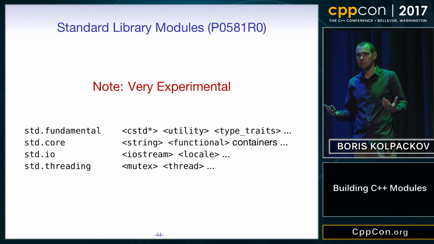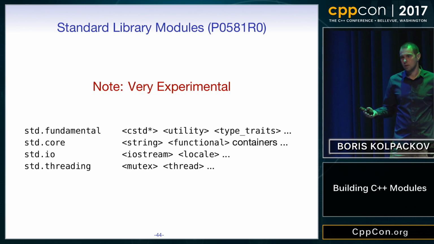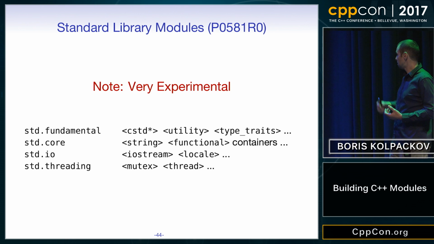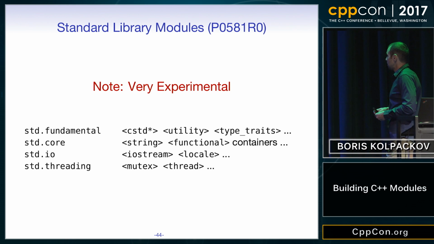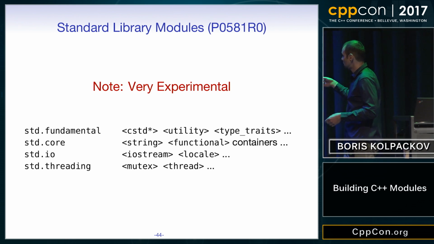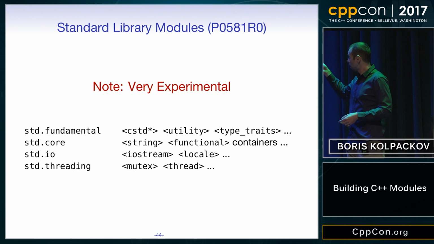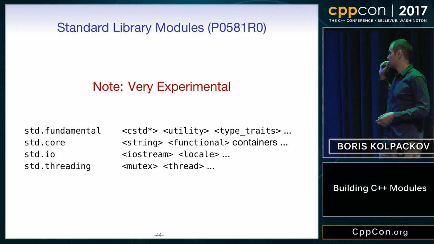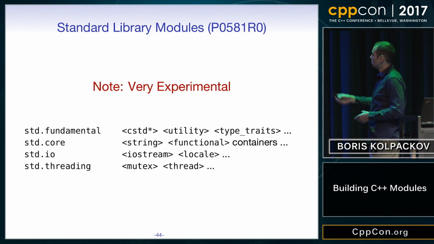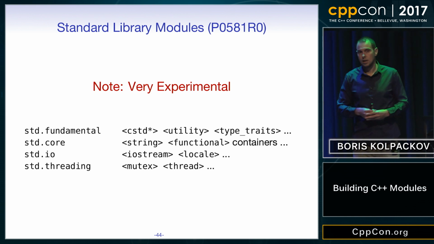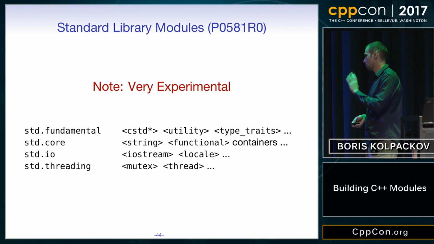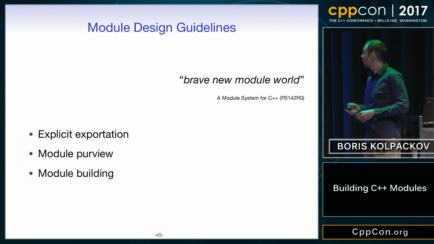You can write it yourself, build it, and use it. So this is the least of our problems. So here's some basic modules. We have stud fundamental with basic utilities, stud core, which, by the way, re-exports fundamental and adds containers and strings. We have stud io for IO stream and so on, and we have stud threading with basic concurrency primitives. I'm not going to go into too much detail because it's still very in flux.